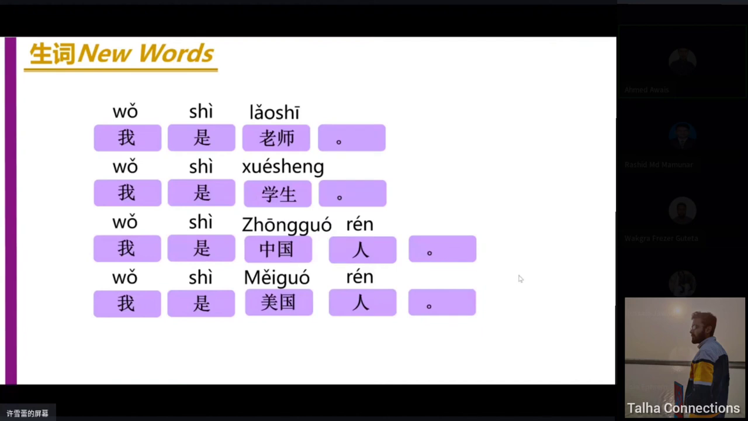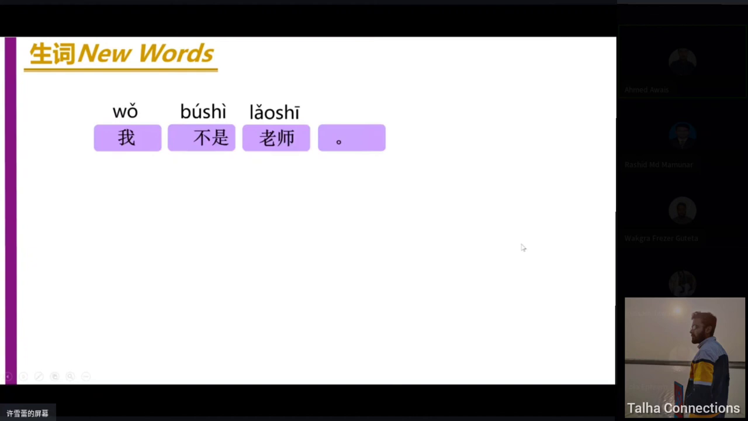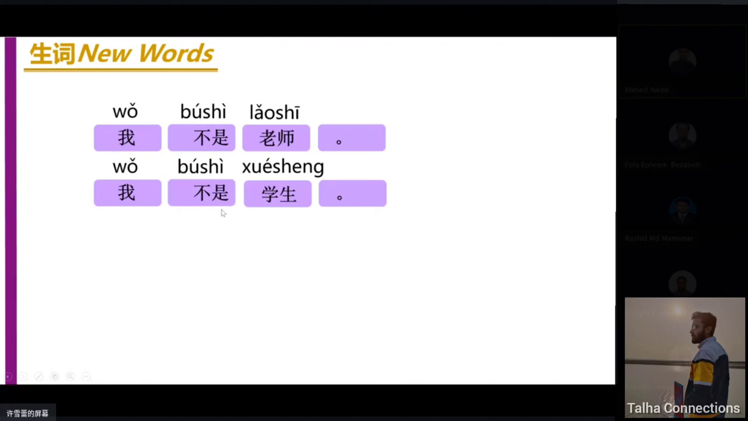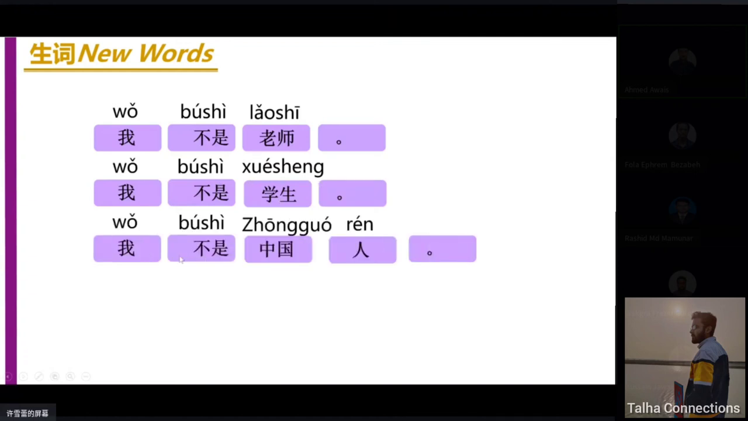Now, let's continue today's work. Actually, some of you are not teachers, right? So we will say 我不是老师. Here, 不 means not. 不是, I am not a teacher. 我不是老师. Okay, so tell me, if you are not a student, what would you say? 我不是学生. Great. 我不是学生. You tell me you're not Chinese. 我不是中国人. Right? 我不是中国人.